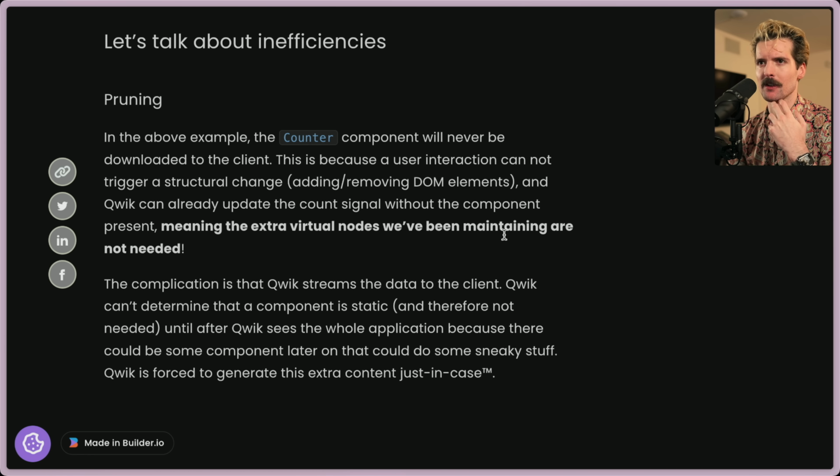So now let's talk about the inefficiencies. The first inefficiency is pruning. In the above example, the counter component will never be downloaded to the client. This is because a user interaction cannot trigger a structural change like adding or removing DOM elements, and Qwik can already update the count signal without the component present, meaning the extra virtual nodes we've been maintaining are not needed.